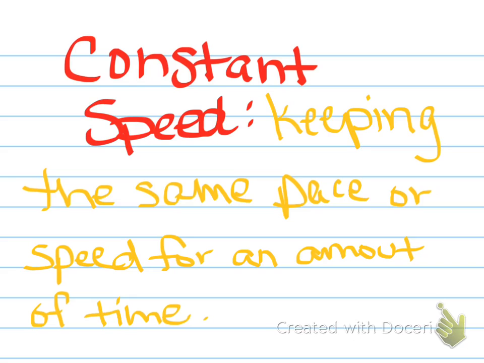That's not really typically something that people can manage, but when we're in a car, if you put cruise control on, you can stay at a constant speed of like 55 miles per hour. That would be a constant speed where we're staying at that exact speed for that undetermined amount of time. Okay, so when we're talking about constant speed, it means keeping the same pace or speed for an amount of time.